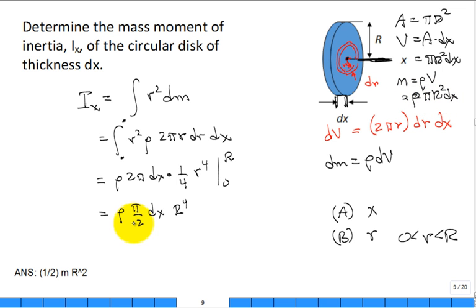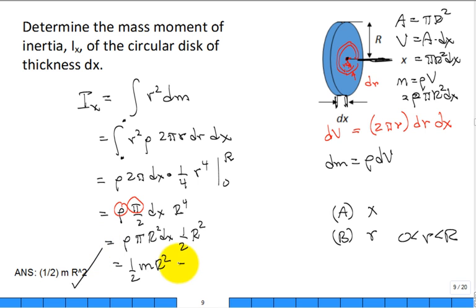So I say, okay, there's our pi, pick out r squared with the rho, and so you pick up 1/2 the mass times the r squared. That mass, maybe I should have done it in 2 steps. Okay, let's do it in 2 steps. Rho pi r squared dx, 1/2 r squared. There you go. So that's equal to the mass, 1/2 m r squared. Makes sense?